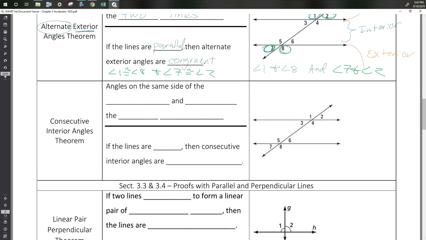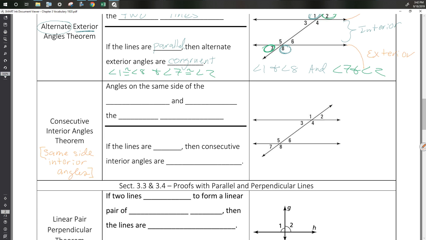So our last angle theorem for today is the consecutive interior angles theorem. Some textbooks or resources online also call these same side interior angles. So if you're ever looking at some YouTube videos or whatnot, trying to review this content, and you hear or see something about same side interior angles, that's the same thing as consecutive interior angles. It's just a different name for it.